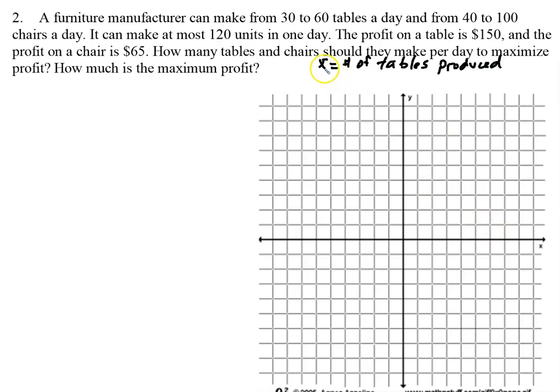And whatever you decide on, and it really doesn't matter, you could go either way, but make sure you label your axes accordingly. It's important that we can make sense of your graph when you're done. And I'll just go ahead and label the y-axis as the number of chairs produced. So that will be y.